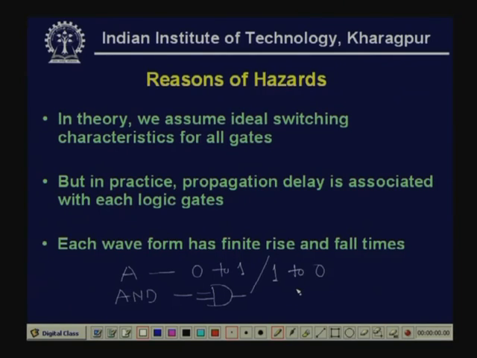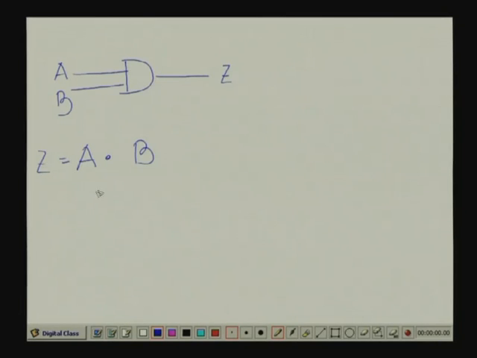Now, whatever be the thing, say I am taking this is a 2 input AND gate, or this is an A dot B operation. So, Z equal to A dot B operation. Now, in practice or in real life, it will take some time. This time we are calling the gate delay or the propagation delay.